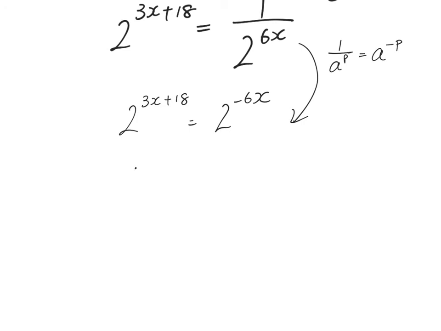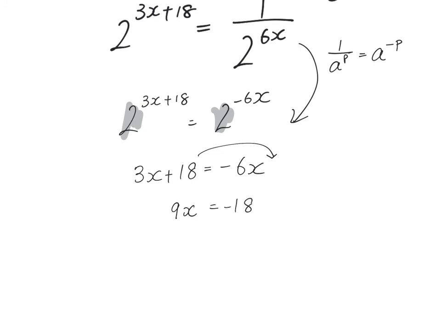And again, I recognize that both bases are the same. So I just cancel the bases and I equate my powers to each other. I have a total of 9x. Bring my 18 over, this is negative 18. And x is basically equal to negative 2.